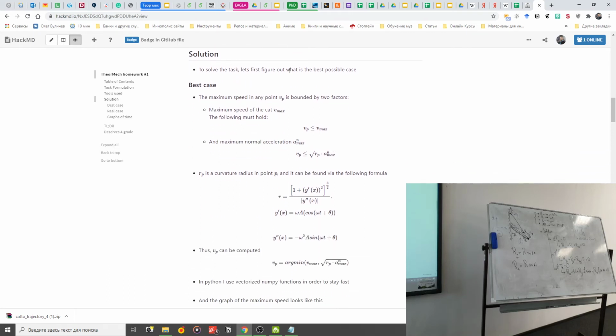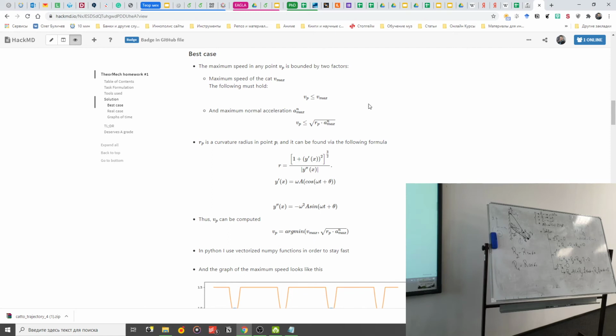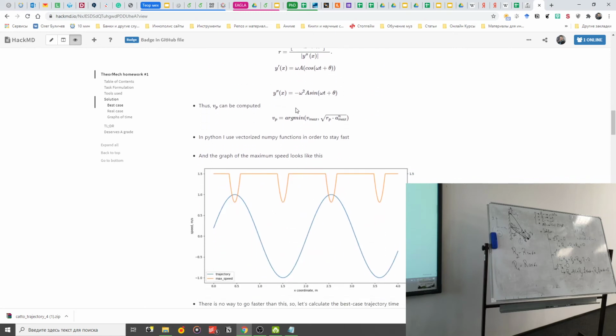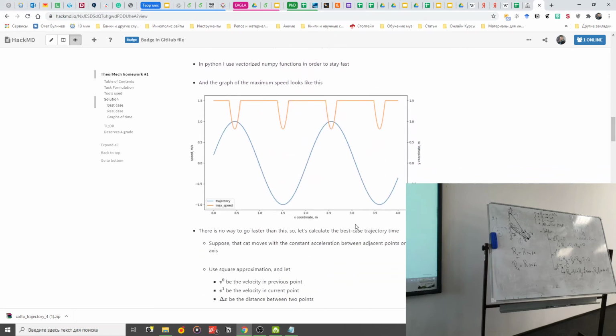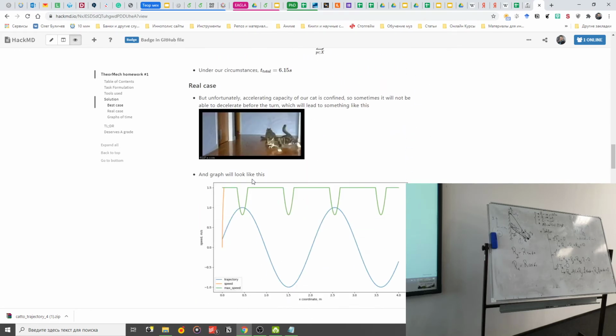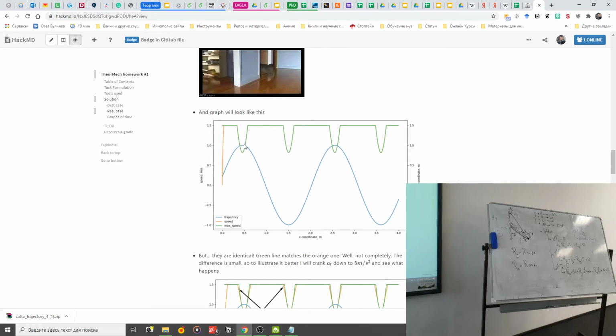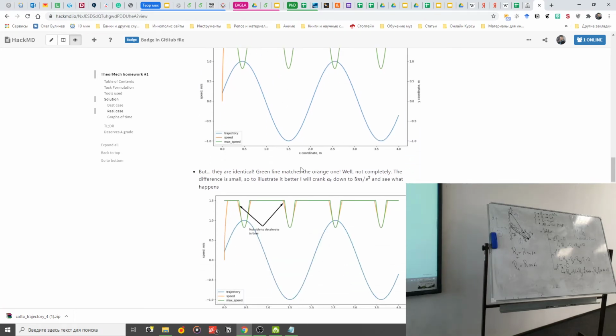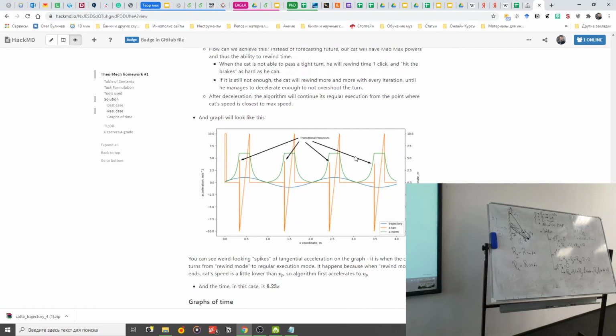After this, he showed the solution. Best case, this case, and so on. He provided equations. Don't forget about the legend. He put the legend there. He started with maximum speed. Real case: he put some figures because he liked cats. So he put some acceleration.